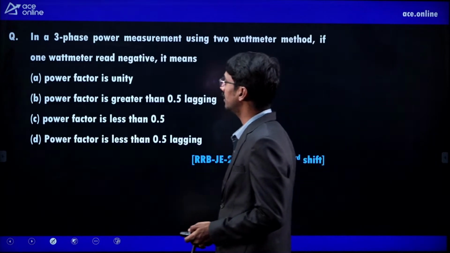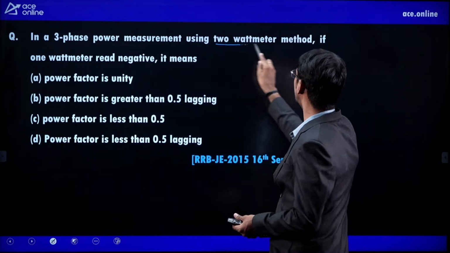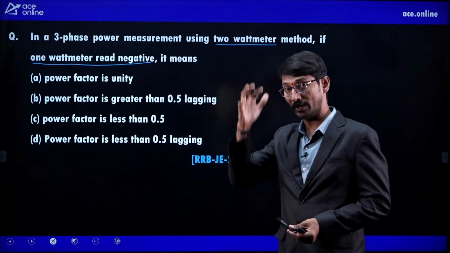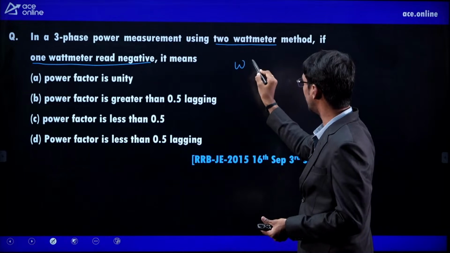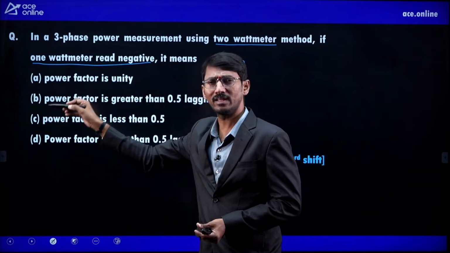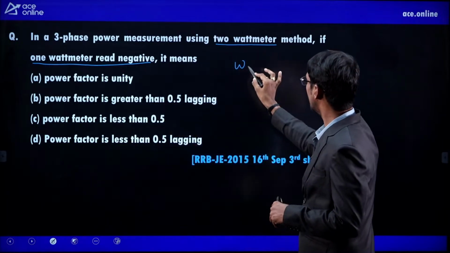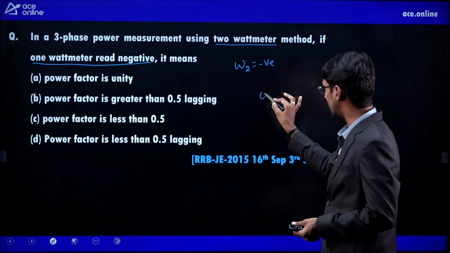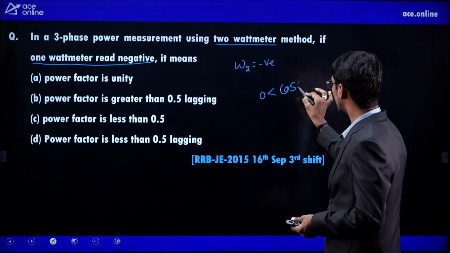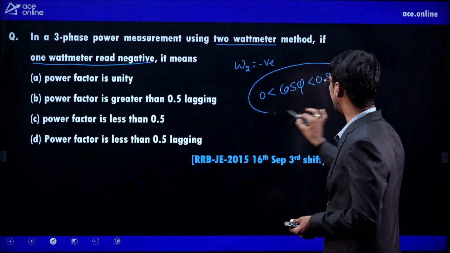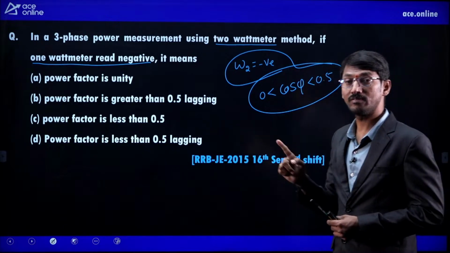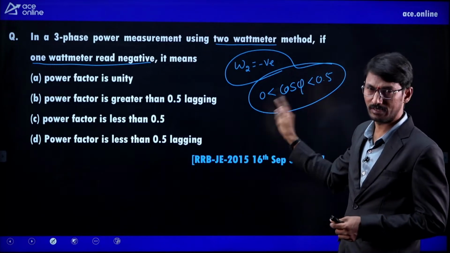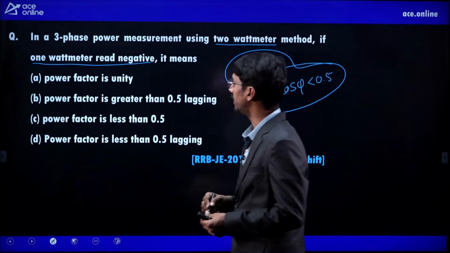Next one. In a three-phase power measurement using the 2 wattmeter method, if 1 wattmeter reading is negative, it means, I give 5 points in this. He has not given any relation, equal or not equal. Simply W2, for example, is negative. When will this happen? Power factor is neither 0 nor 0.5. When one of the wattmeters reading is negative, then the power factor range will be 0 to 0.5, neither 0 nor in between these two.